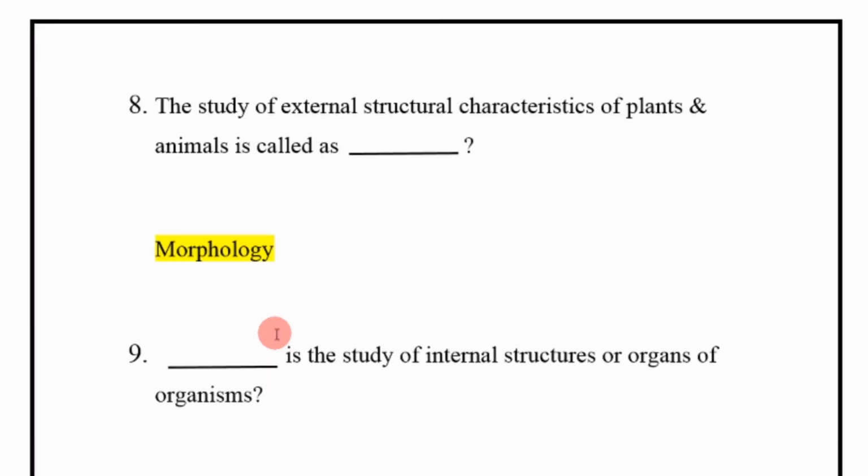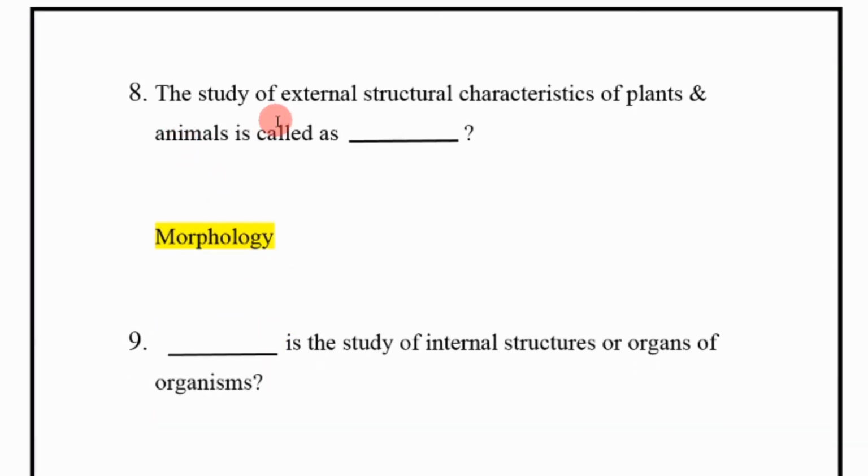Next, the study of external structural characteristics of plants and animals is called morphology.